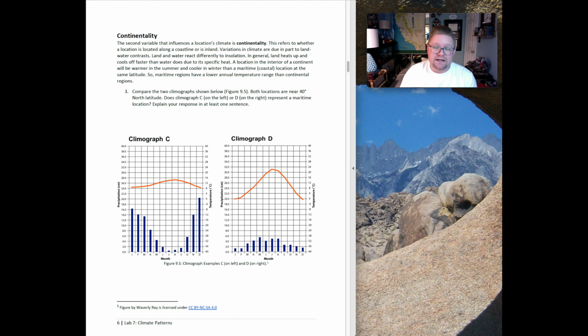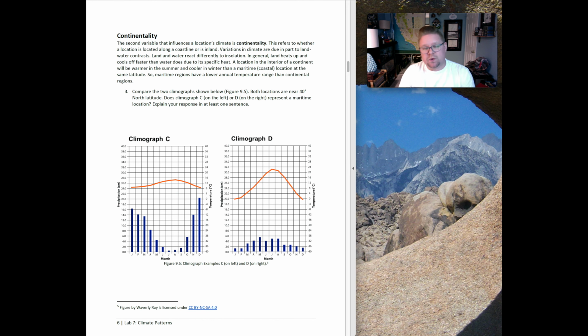Now, continentality. The second variable that influences a location's climate is its continentality. That refers to whether a location is located along a coastline or is completely inland or landlocked. Variations in climate are due in part to land-water contrasts.